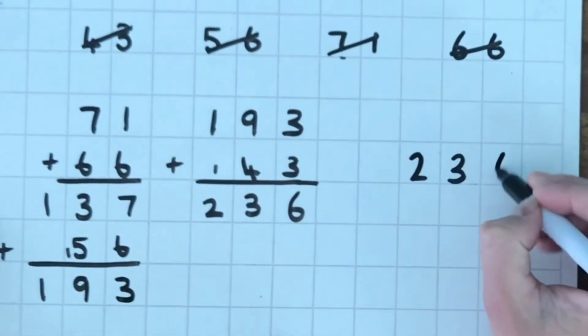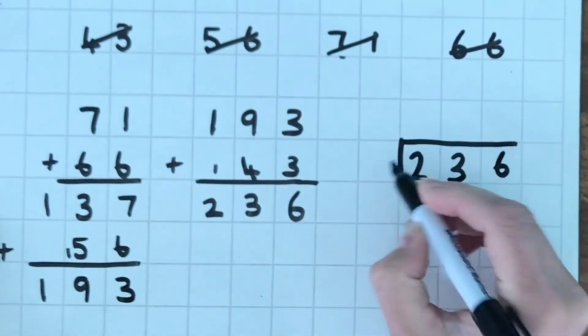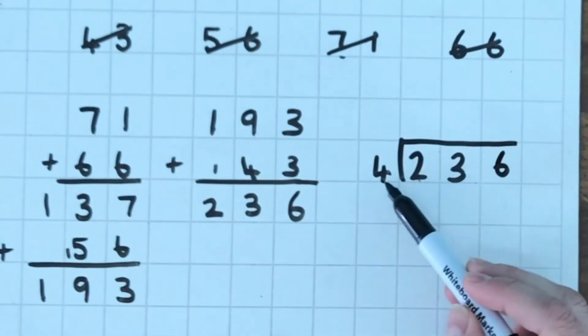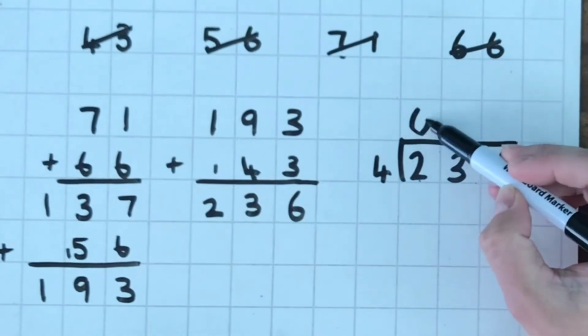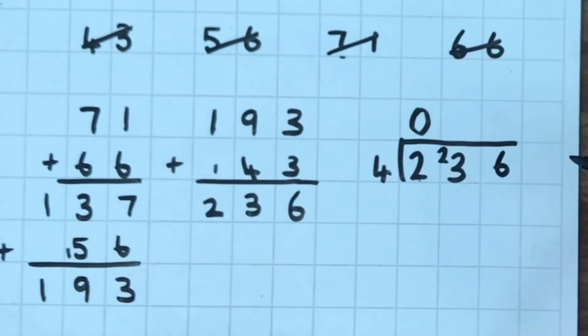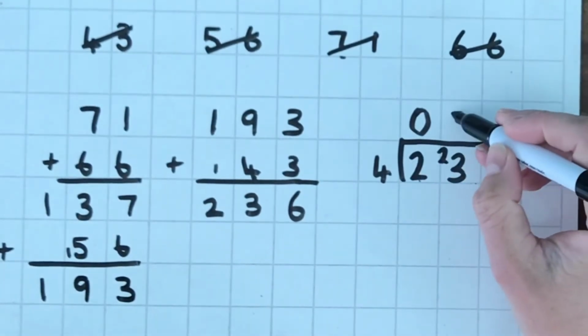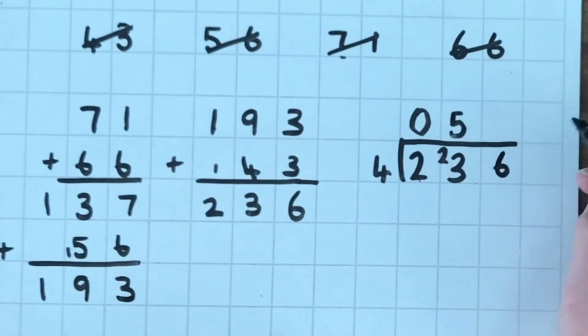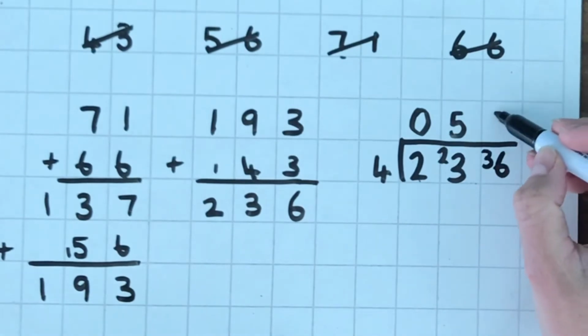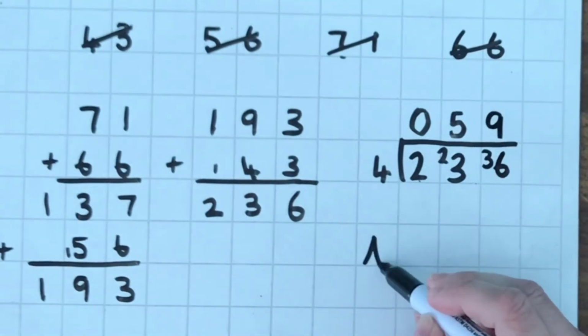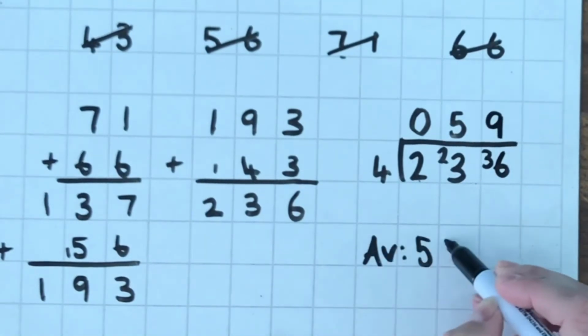Okay, so I'm going to use our formal method. 236 divided by 4. 2 divided by 4 you can't do, so write in your 0. Carry over your 2. 23 divided by 4 is 5. 5 times 4 is 20. Carry over your 3. 36 divided by 4 is 9. So your average here is 59.